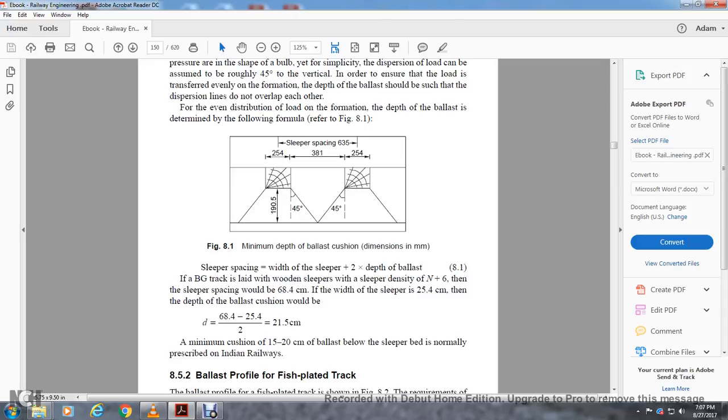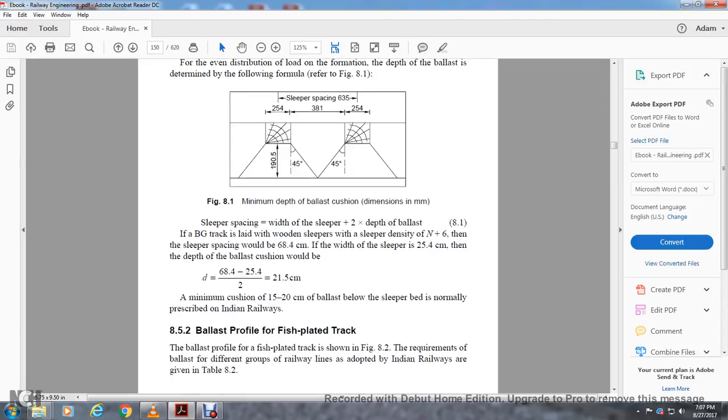A minimum cushion of 15 to 20 centimeters of ballast below the sleeper bed is normally prescribed in Indian Railways.